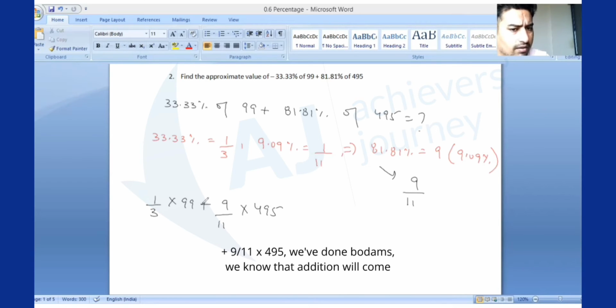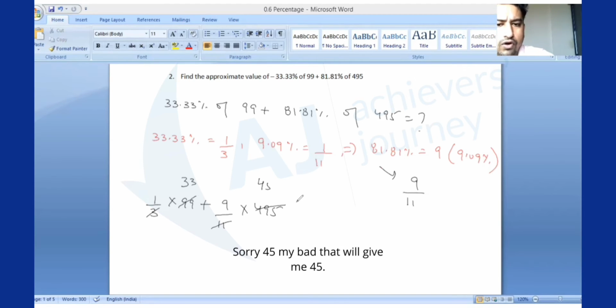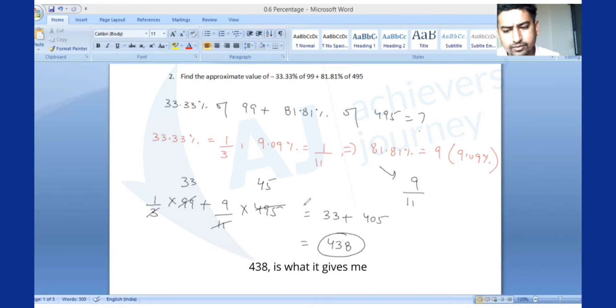We have done BODMAS. We know that addition will come later, multiplication has to be done before. So this would be 33. 495 by 11, when I do, that will give me 450. Sorry, 45, my bad. That will give me 45. So how much do I have? 33 from here plus 45 into 9 is 405. So this in total gives me 438. Right? Please check. 438 is what it gives me.